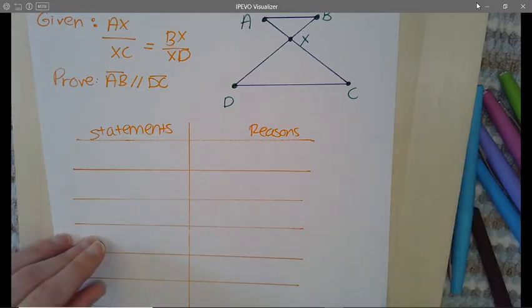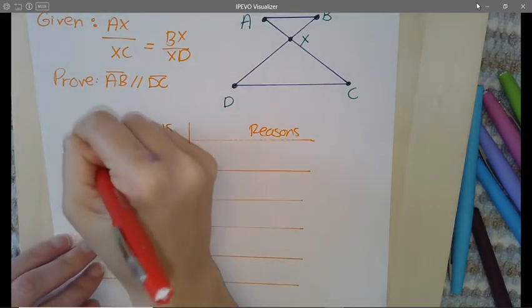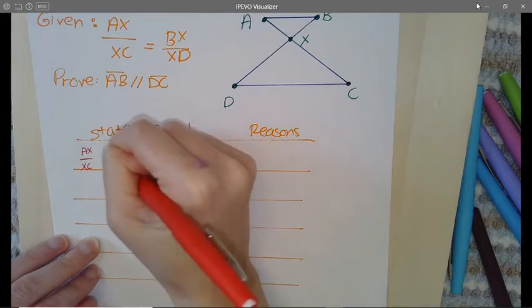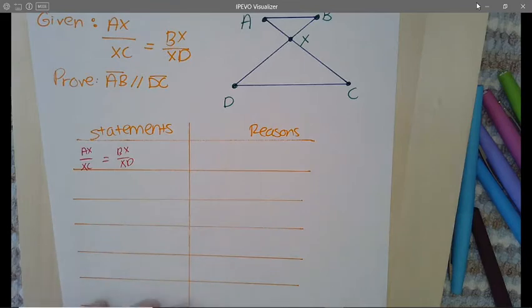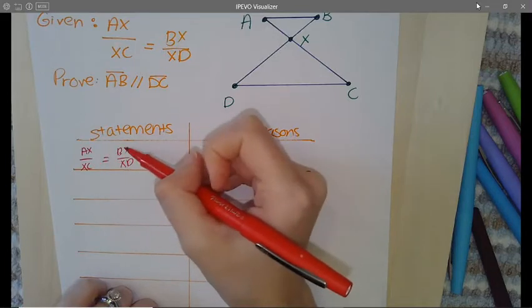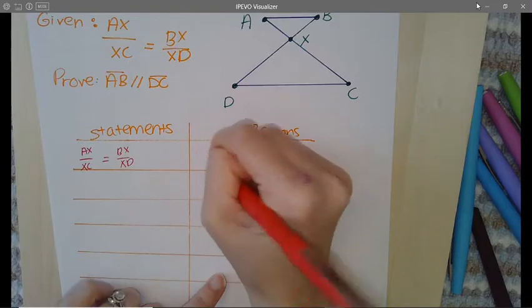So the first step, I always write the given first. So my given is that AX over XC equals BX over XD. Remember, if we don't have a segment symbol above, that means that it's referring to the lengths of your segment. So the length of AX over XC equals the length of BX over the length of XD. Okay, so this is our given.